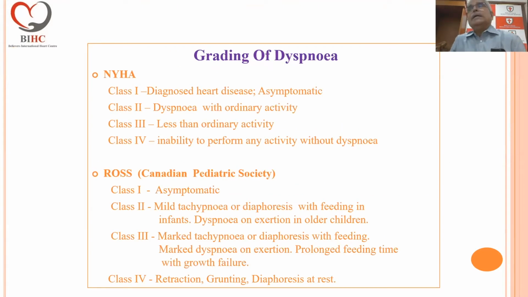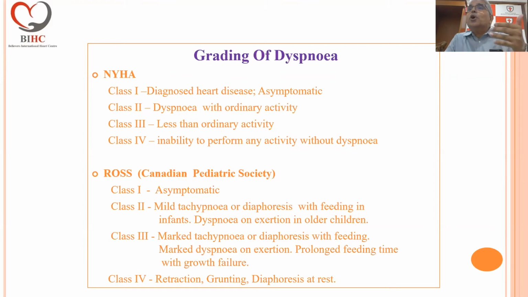It is useful to assess the clinical status of the patient to grade dyspnea. The older child or adult can be graded based on the New York Heart Association. In the New York Heart Association, class 1 is diagnosed heart disease and no symptoms. So there is no dyspnea. Let's say a patient with mitral stenosis does not have dyspnea or any symptom. It's mild mitral stenosis. You say it is mitral stenosis, functional class 1. Class 2 is dyspnea with ordinary activity, like maybe walking a kilometer, walking a few hundred meters. That is class 2 dyspnea.